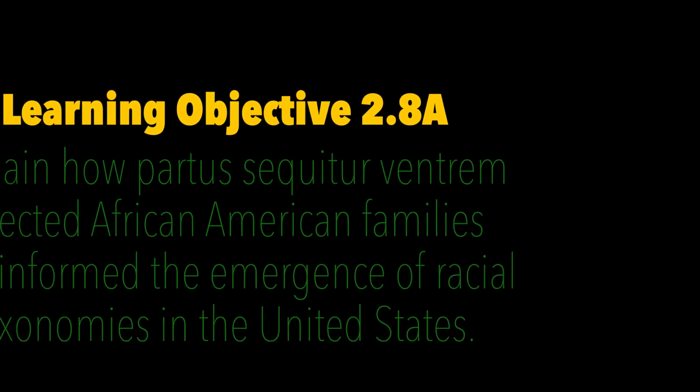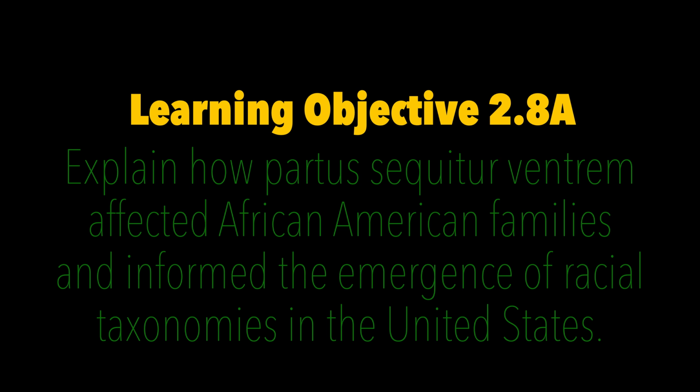The first learning objective is to explain how partus sequitur ventrum affected African American families and informed the emergence of racial taxonomies in the United States. The term taxonomies is associated with the classification of different species.